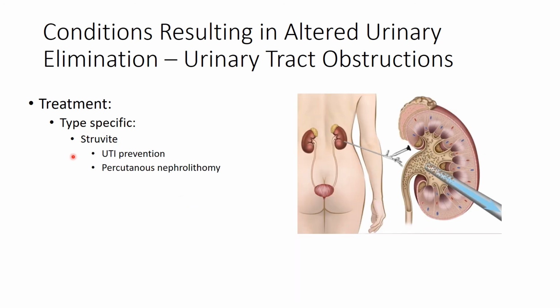Okay. So on to struvite. We really want to prevent the UTI from initially getting going. So remember that the struvite is produced from urease producing bacteria, right? And so we want to prevent this bacterial infection as much as possible, and that is probably going to include hygiene, proper hydration, making sure you're not holding urine for a prolonged amount of time, and when you do go, make sure that you're taking care of business and cleaning it up properly.